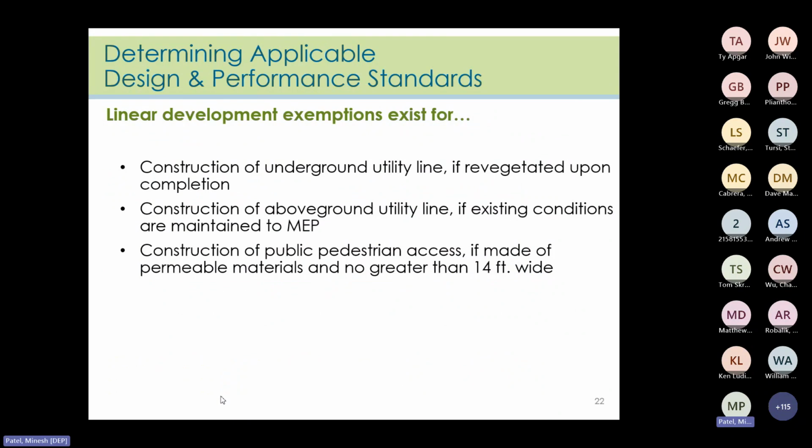The reviewer should also be able to determine whether linear development exemptions exist on the site. The following linear development exemptions may be granted if the requirements are met for each. And that is construction of an underground utility line if revegetated upon completion, construction of above ground utility line if existing conditions are maintained to the maximum extent practicable, and the construction of public pedestrian access if made of permeable materials and it is no longer greater than 14 feet wide.